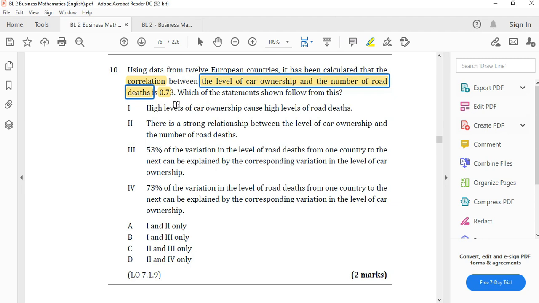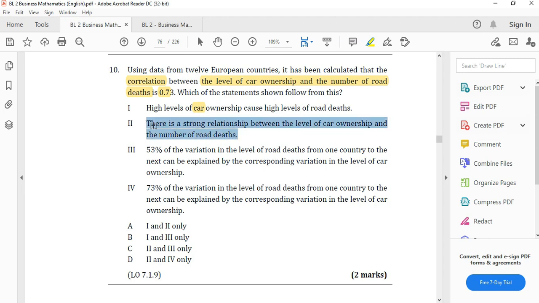So let's read the statements. High levels of car ownership cause high levels of road deaths. Yeah, that's kind of true, but we can't say exactly, because not only cars cause road accidents, so we can't really say so. But let's see: there is a strong relationship between the level of car ownership and the number of road deaths. Well, that is something.